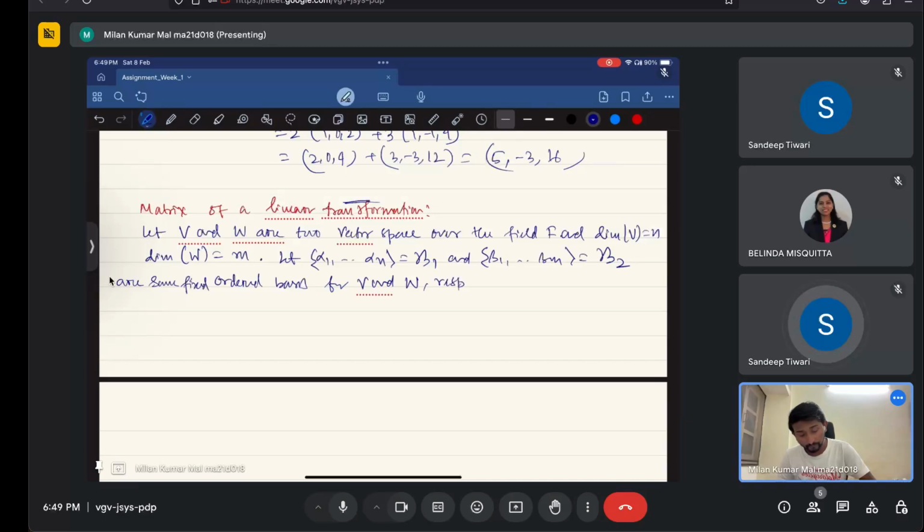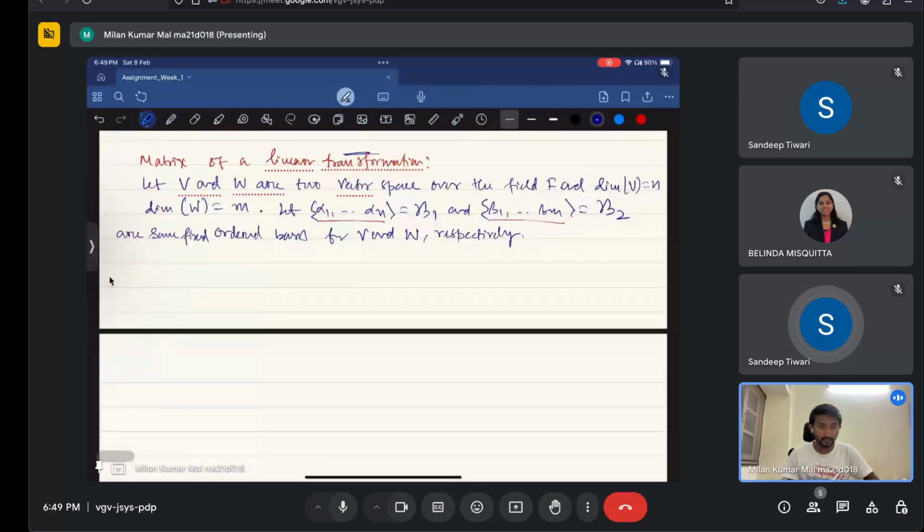We can change the ordered basis, because for a vector space the ordered basis can also be changed. Right now I'm taking alpha 1, alpha 2, ..., alpha n as an ordered basis for V and beta 1, beta 2, ..., beta m as an ordered basis for W respectively. So how will one get the matrix? Let T from V to W be a linear transformation.